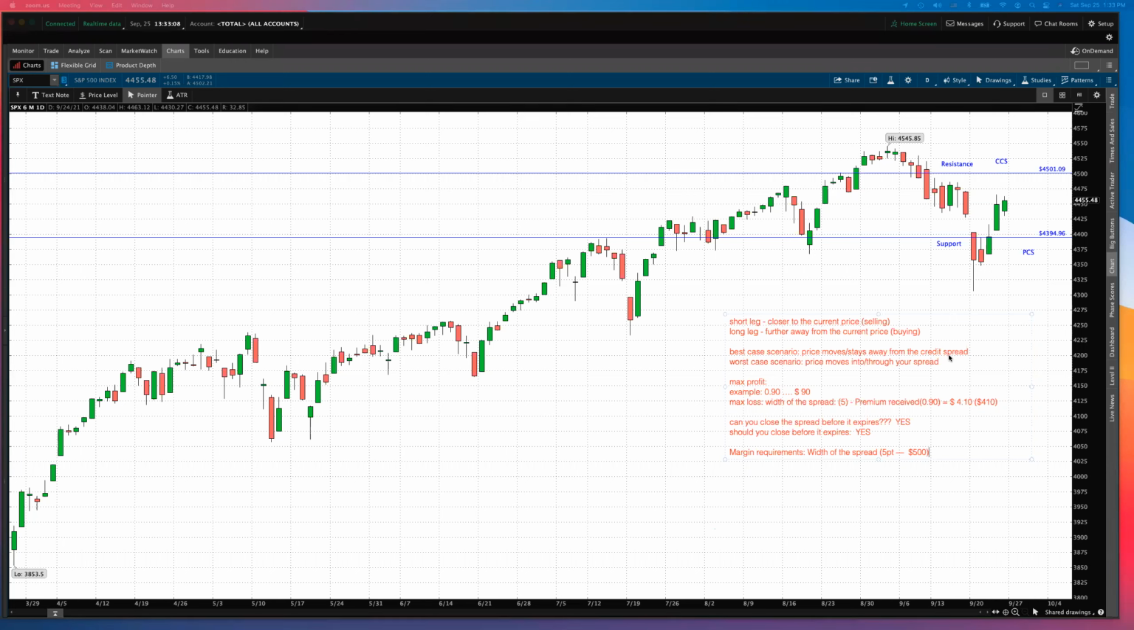Yes, you can. You can trade vertical spreads on SPX. You cannot trade vertical spreads on equities and other securities. Hopefully that's clear.